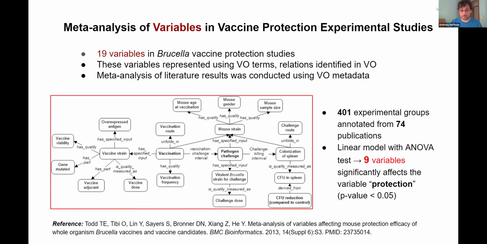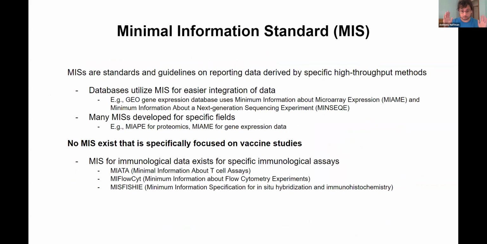And we already have a proof of concept based off of an earlier paper focusing on Brucella vaccines, where 19 specific variables were identified, across 401 different experimental groups, to look for which variables, after we identified and found them ontologically, were shown to be significant effectors when it comes to the protection of a vaccine for the host.